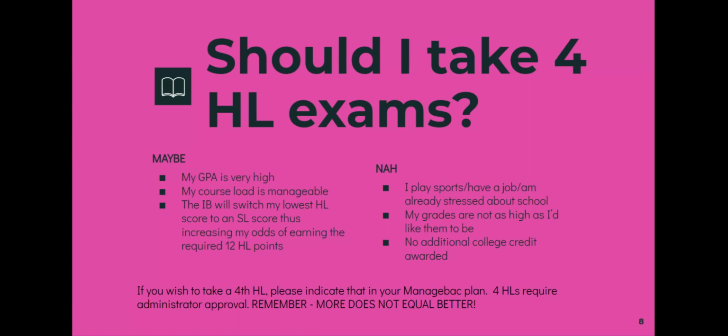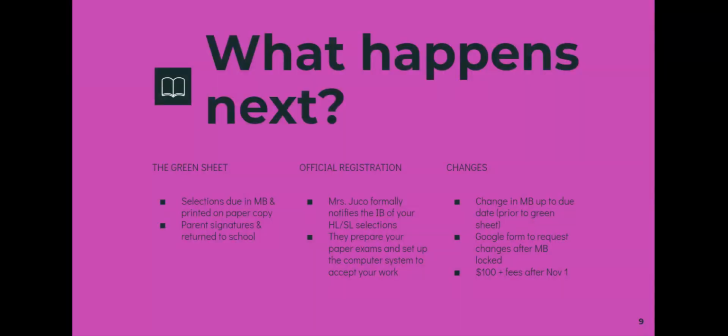And you should really focus on what is the best choice for your student and the way that they're achieving things in school at this time. So what happens next? Once you've made your course selections in ManageBac, I will then print a paper copy on what is known as the green sheet because it's on a green piece of paper. That sheet is then going to be sent home and will require both parent and student signatures and then to be physically returned to school.